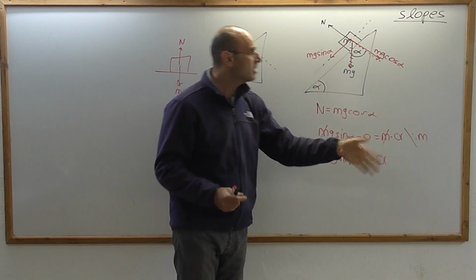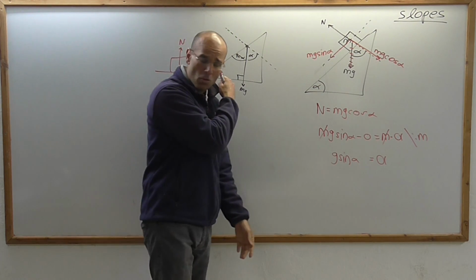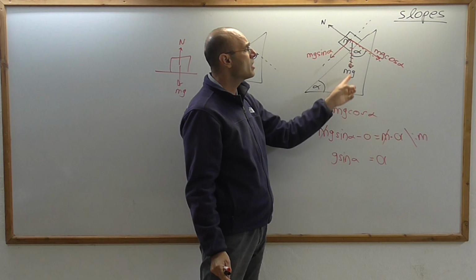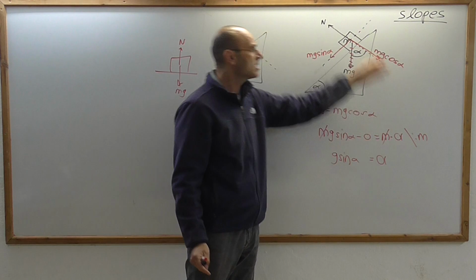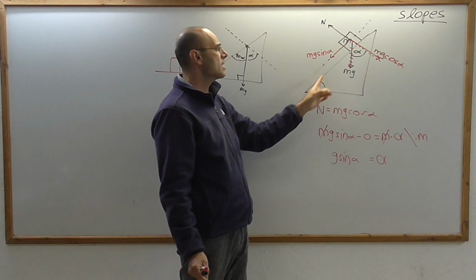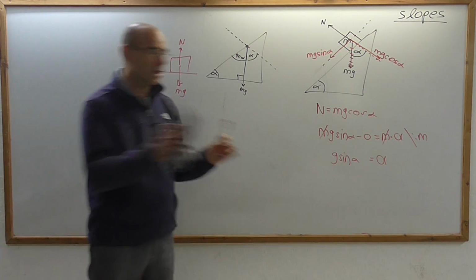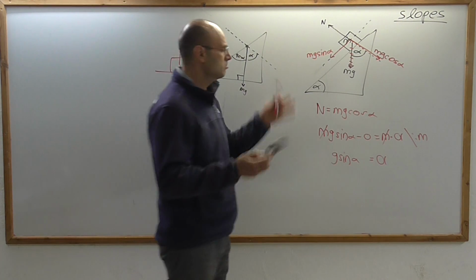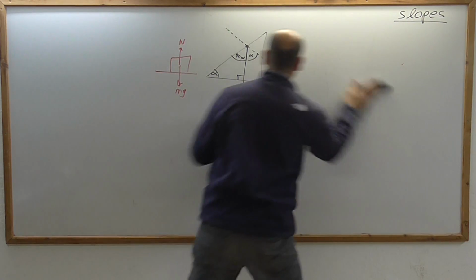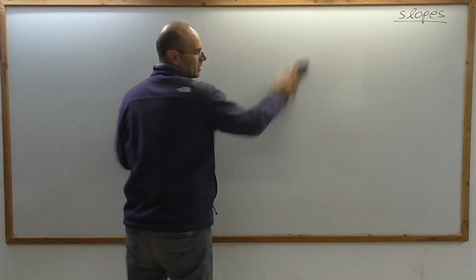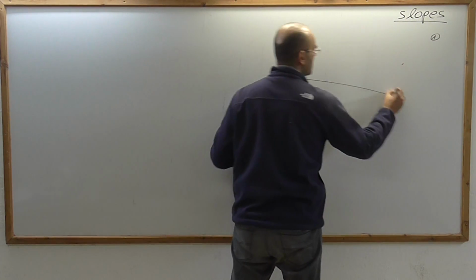Okay, so this is the idea. All the difference between these problems and the former problems we dealt with is that we must break the mg into its components, and the angle between the y-axis and the mg is always the angle of the slope. So let's do some exercises, without friction, with friction. Okay, so let's start. First example. Let's say I have this slope.